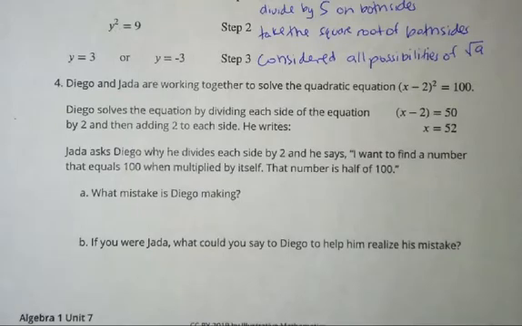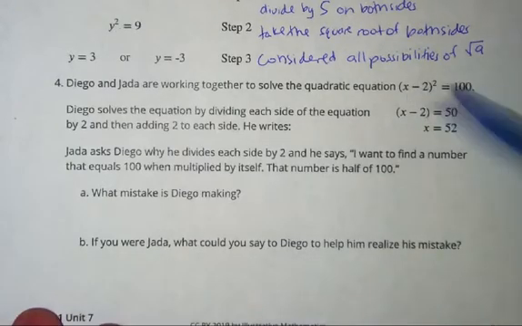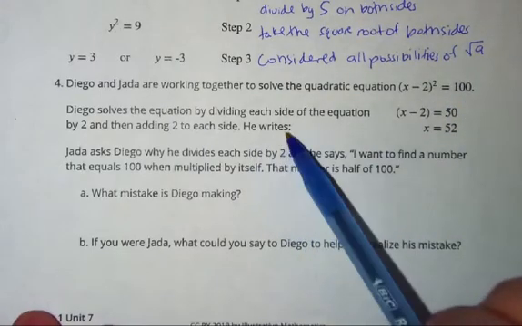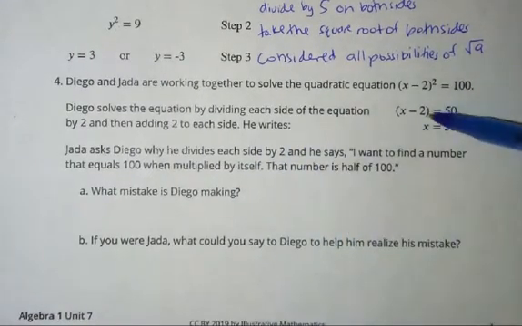In this video, we're looking at the practice problems for numbers 4 and 5. Number 4 says Diego and Jada are working together to solve this equation right here. Diego solves the equation by dividing each side by 2 to undo the squared, and then adding 2 to both sides to get rid of the minus 2, so he gets x equals 52.